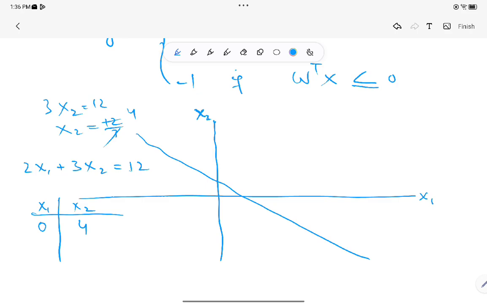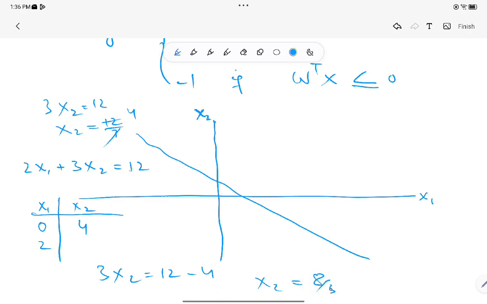Now take some other value, say 2, for x1. 2 2s are 4. So 4 plus 3x2 is equal to 12. Take that 4 to the other side and you will get 3x2 is equal to 12 minus 4. 12 minus 4 is 8, so x2 is equal to 8 by 3.